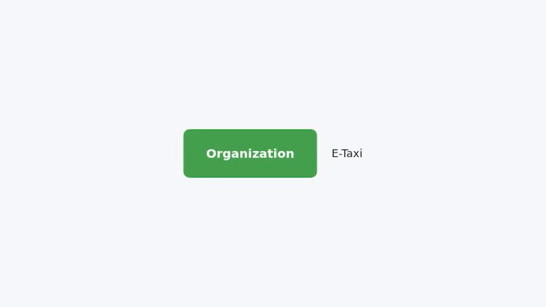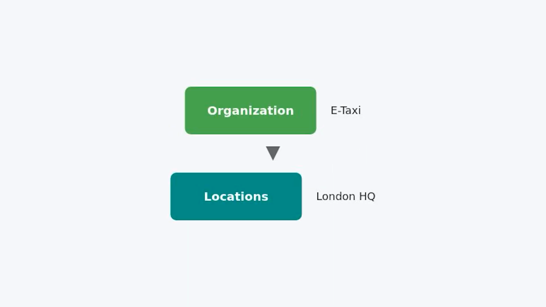Within each organization, you can create locations. Locations typically represent physical sites where chargers are installed, such as a company headquarters, office building, warehouse, depot, or parking facility. For example, you might have locations named London HQ and Berlin Depot. Grouping chargers by location makes them easier to monitor and manage.